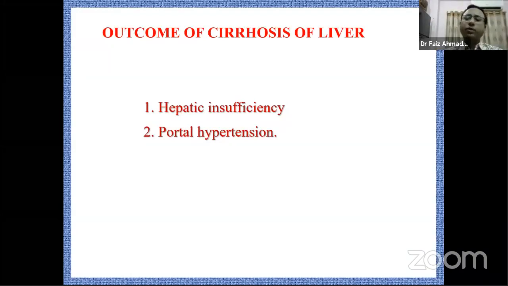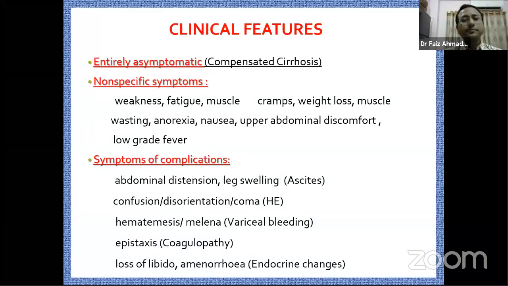Number two is portal hypertension. So why does portal hypertension develop? Because there is alteration of the normal hepatic vasculature. The sinusoids inside the liver get compressed. The portal veins get compressed by the formation of the different nodules. So ultimately the portal pressure inside the liver increases, which gives rise to portal hypertension. So this is in short about the pathology and the pathogenesis of cirrhosis of liver.